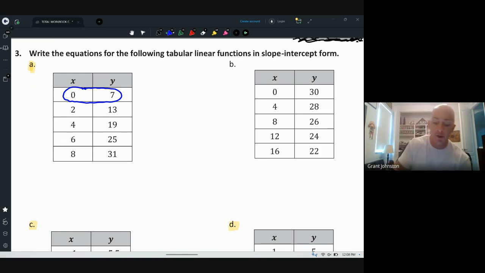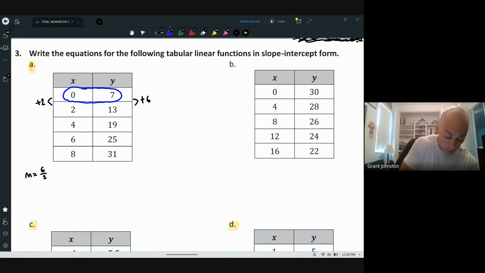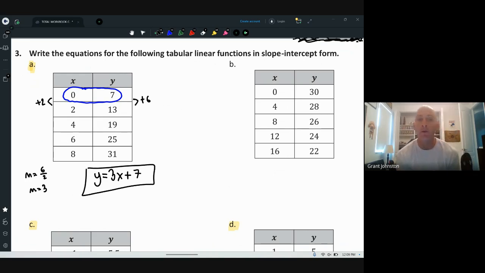Change in y divided by change in x. So our slope looks like it's going +6, while the x is going by 2's. So our slope would be, I'm going to use m again, 6 divided by 2, which is 3. So our equation, y equals mx plus b, their slope is 3, so it's going to be 3x plus our y-intercept we said was 7. That's the equation for the line.